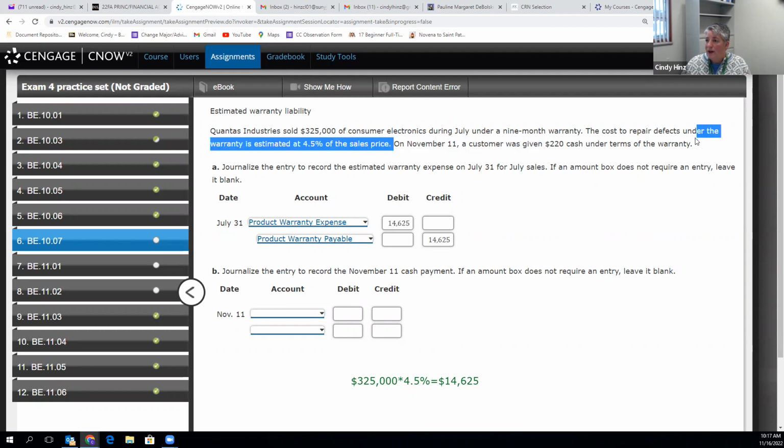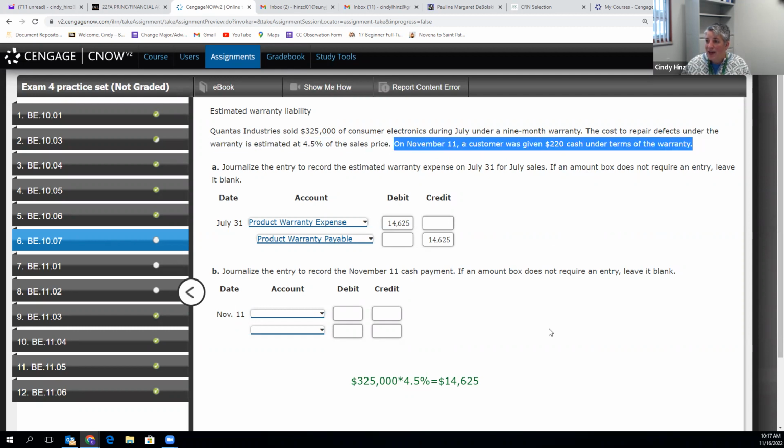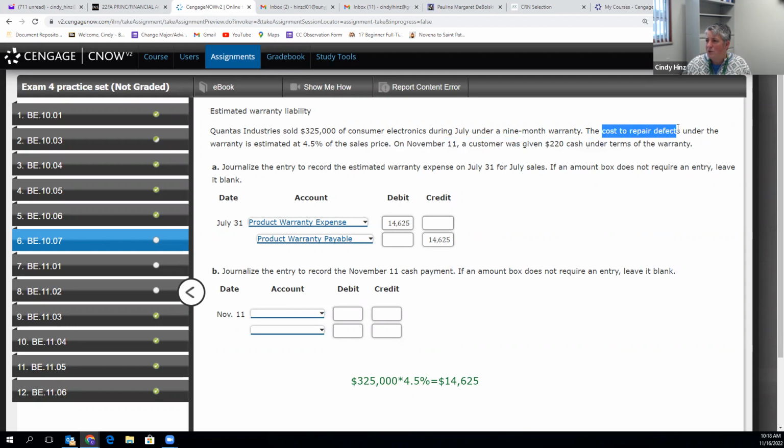On November 11th, the customer was given $220 cash under terms of the warranty. And so in Part B, we're asked to journalize that payment. I'm not sure why we're paying them cash as opposed to just repairing the defects, which is what it says, but maybe it was a refund, maybe it was not repairable. And we said, here's your money back, go buy a new one. Either way, apparently it's the terms of the warranty, and so I'm not arguing about that. We have to journalize what we're given here in the exercise.